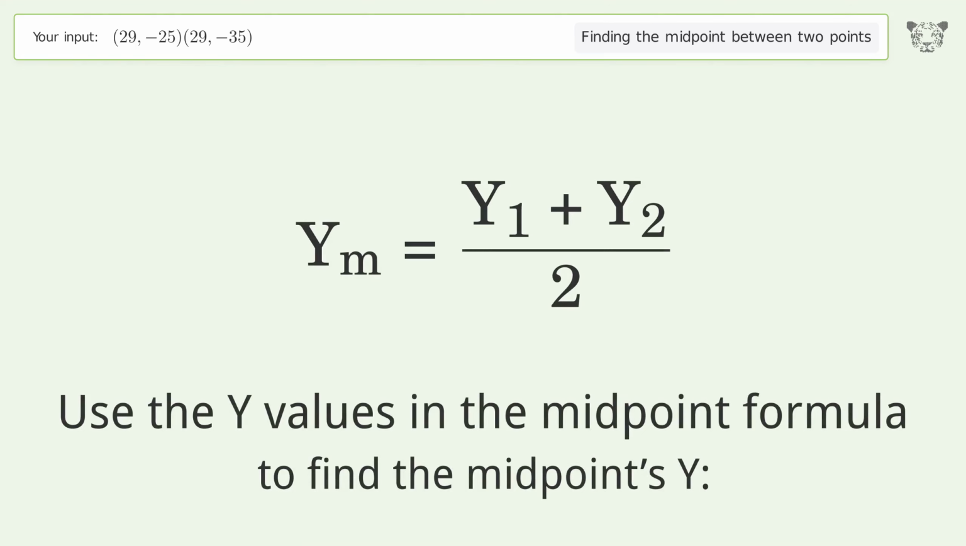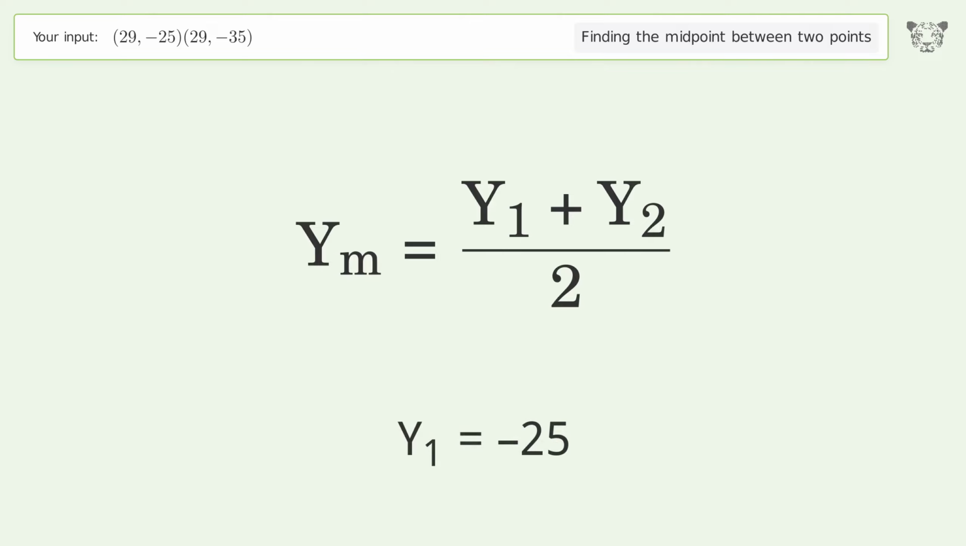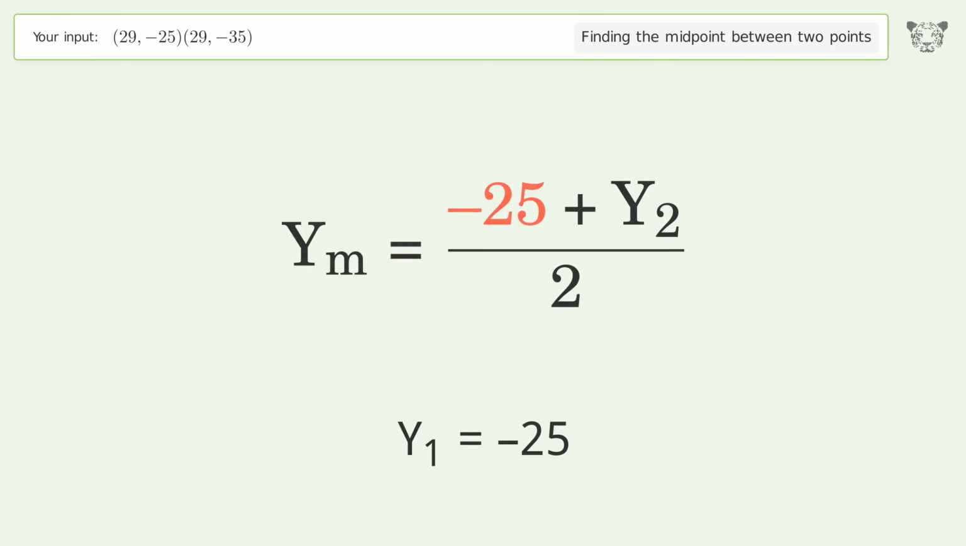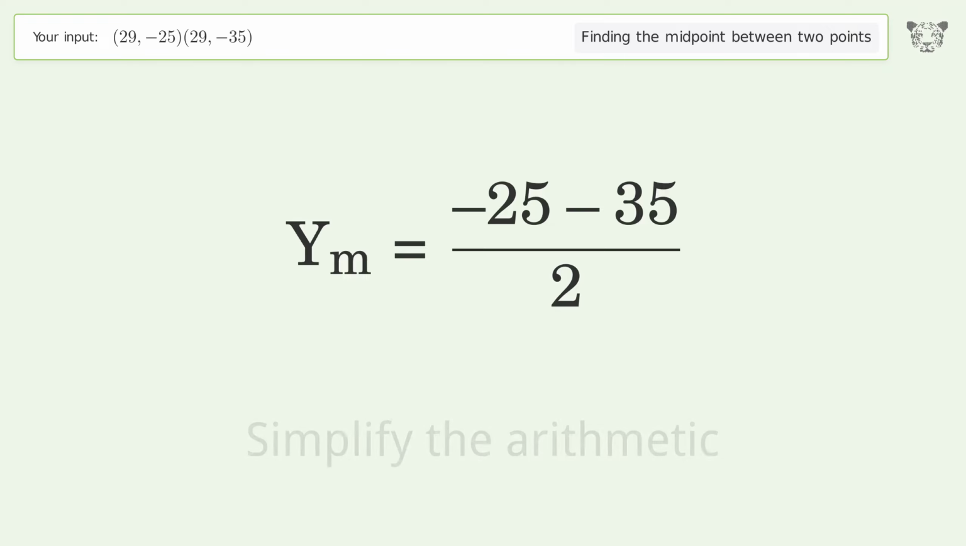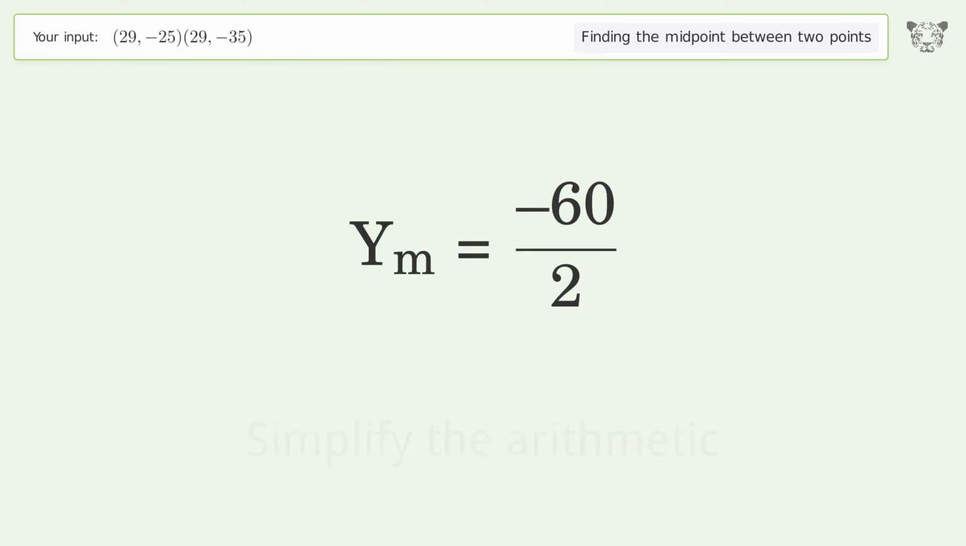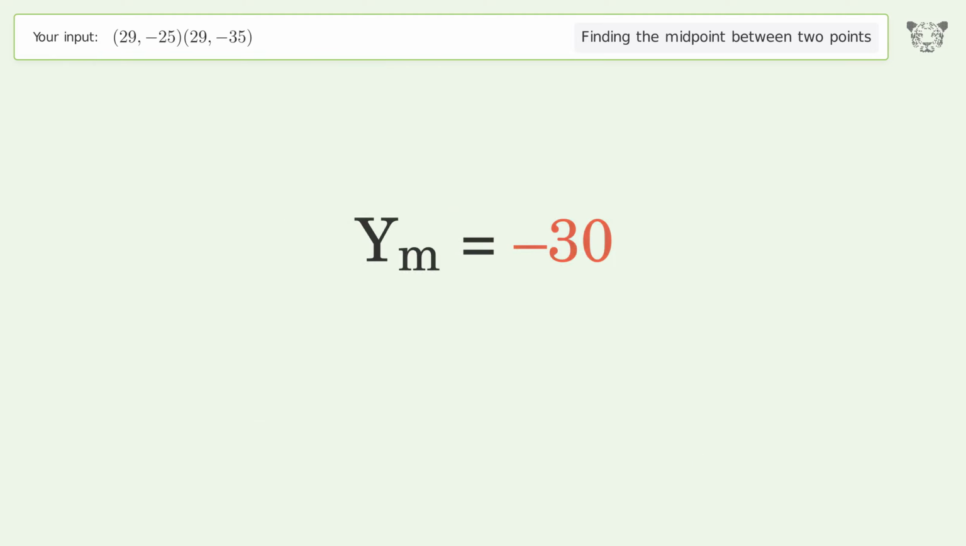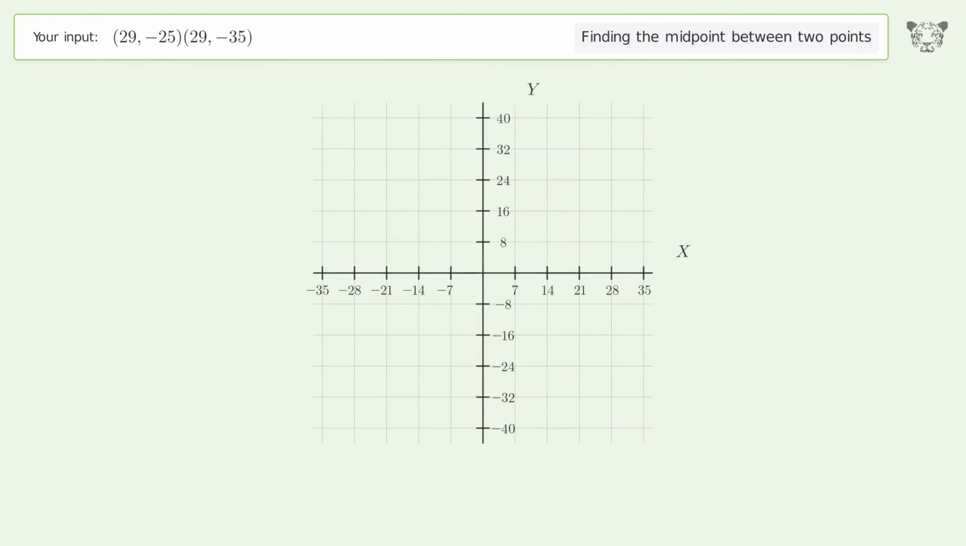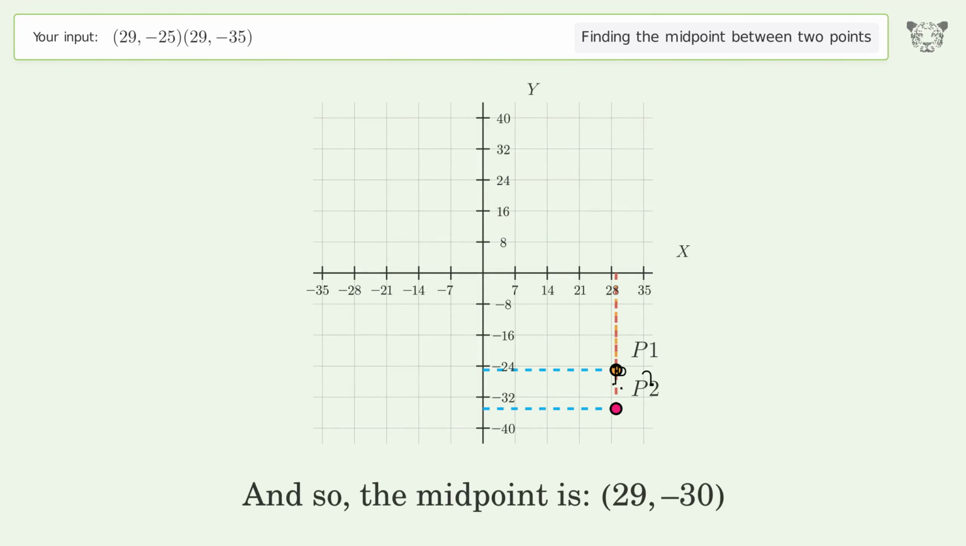Use the y values in the midpoint formula to find the midpoint's y. y1 equals -25. y2 equals -35. Simplify the arithmetic. And so, the midpoint is 29, -30.